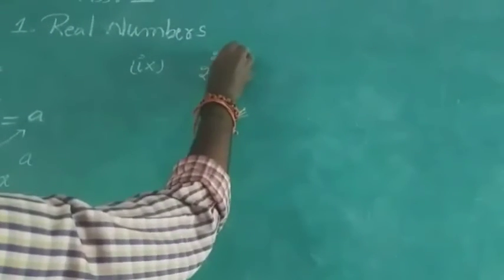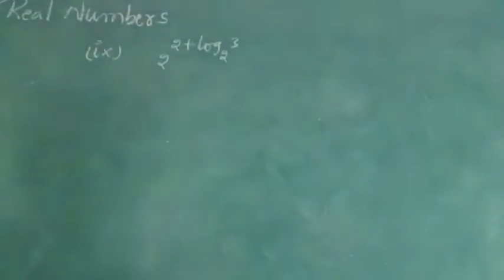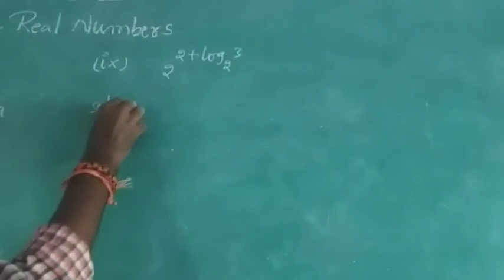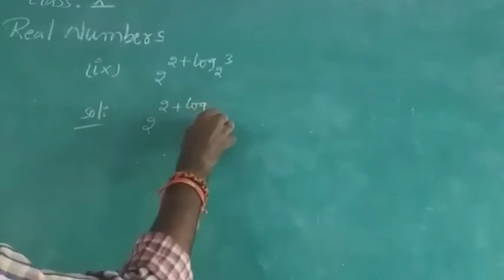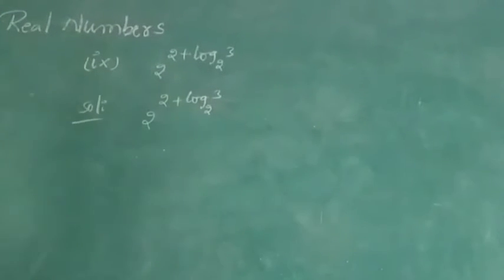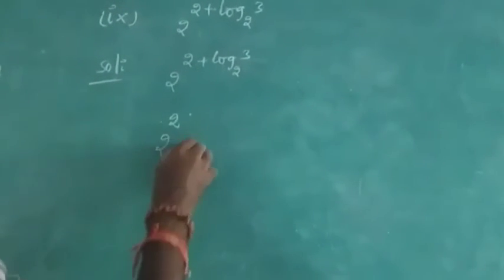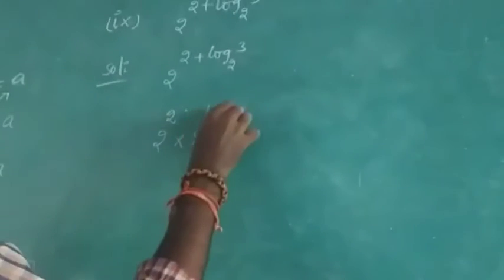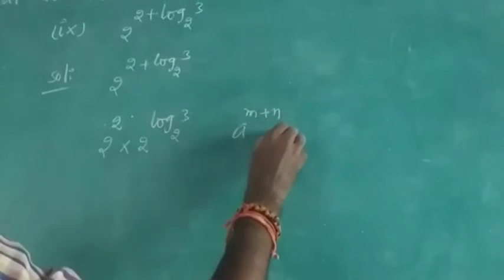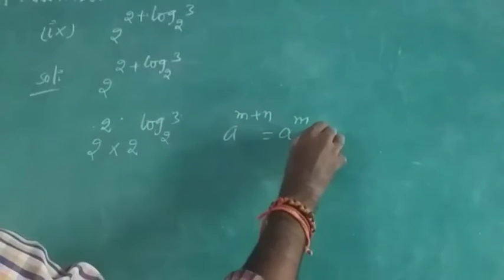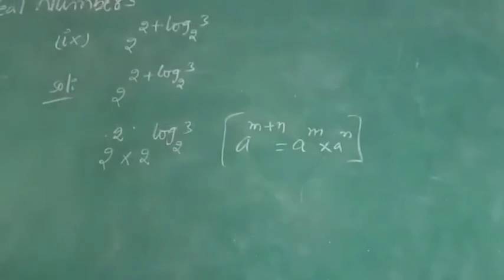2 to the power of 2 plus log base 2 to 3. This value we need to find out. So 2 to the power of 2 plus log base 2 3. How can you write this now? See, let me write this value clearly: 2 to the power of 2 into 2 to the power of log base 2 to 3. We know that a to the power of m plus n you can write as a to the power of m into a to the power of n. I am applying that.